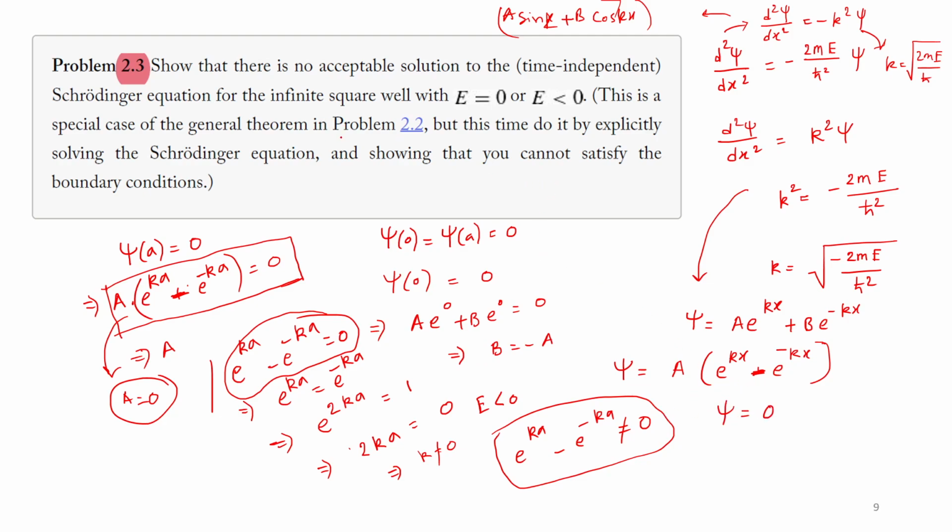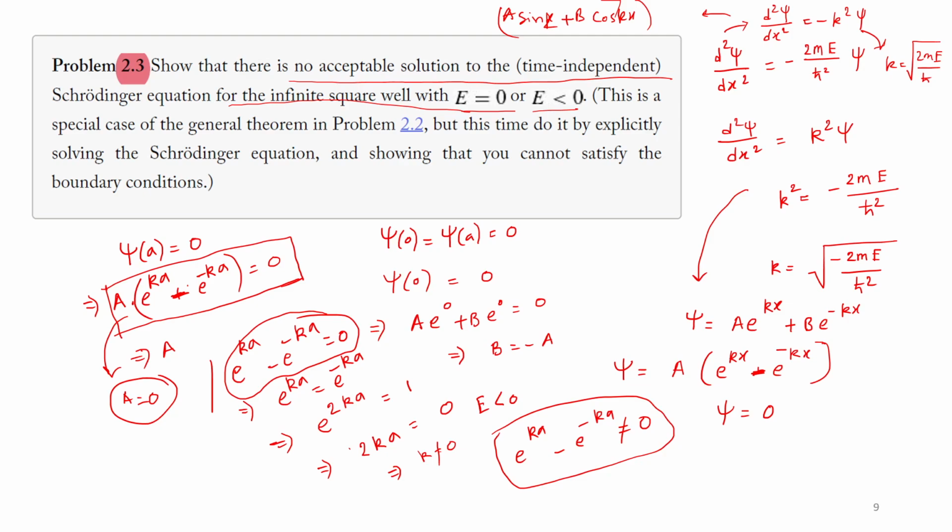So that is what they are saying, that there is no acceptable solution to the time independent Schrodinger equation for the infinite well where E is equal to 0 or E is less than or equal to 0, both the cases. When we go for E greater than 0, then our solution is altogether different. It will be something in trigonometric form, or you can write it in terms of exponentials. But there our k or kappa is different. So for that case we will get that yes, that solution is possible.